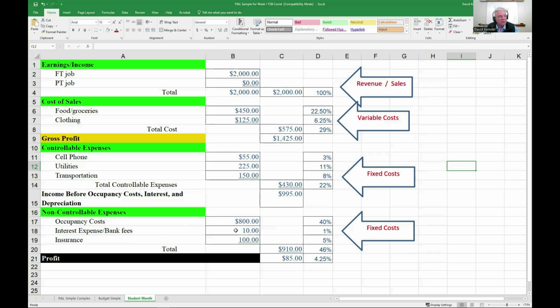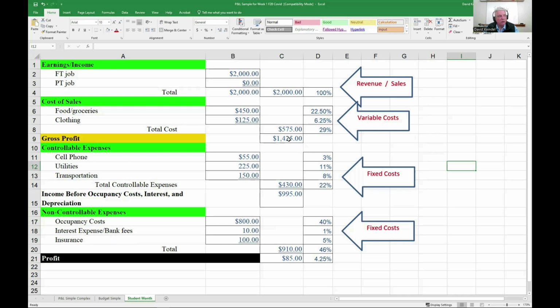Same thing with our bank fees or our insurance. We have to pay apartment insurance. So whatever the number is, divided by the total of what comes in, will tell you the percentage. So 1% of our money goes to pay our bank and other fees, and insurance is 5%. So these three added together are 910. 910 divided by 2,000, 46% of our money that comes in is to cover non-controllable or fixed expenses.